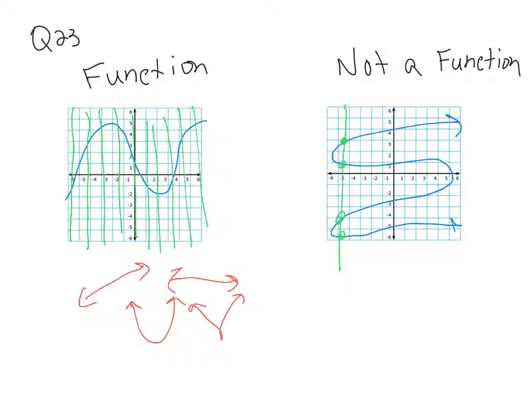A few examples of not a function over here. If I had a sideways parabola, if I had a vertical line, it would fail the vertical line test. Anything that's going to have two lines basically on top of each other is going to fail.